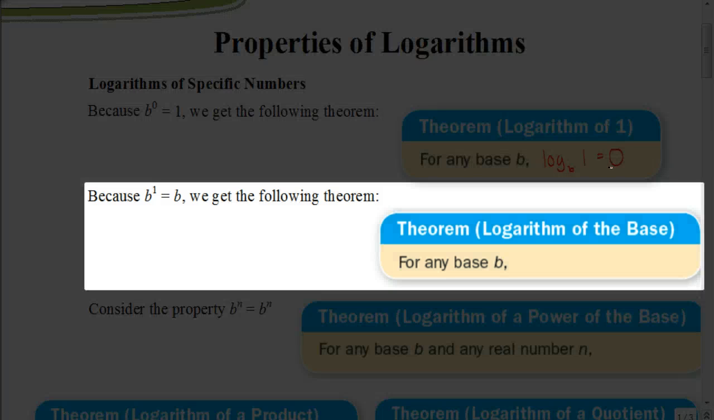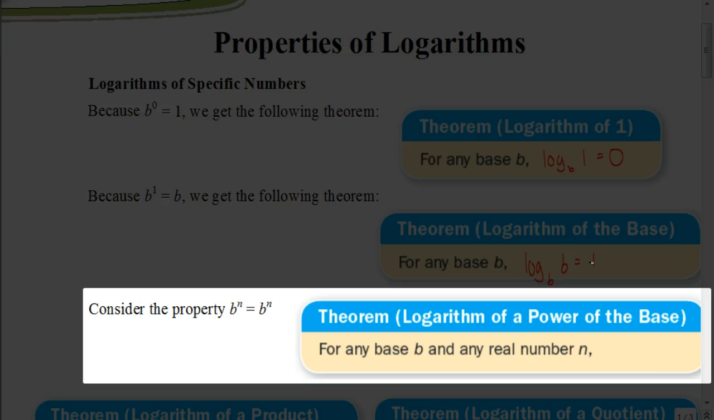Now, because b to the first power is always b, we get this next theorem. This next theorem says that the log base b of b is always going to be just simply 1. So if I had the log base 7 of 7, what exponent would I apply to 7 to get 7? Well, b to the first power. So again, anytime the two bases are the same, your answer is going to be just 1.